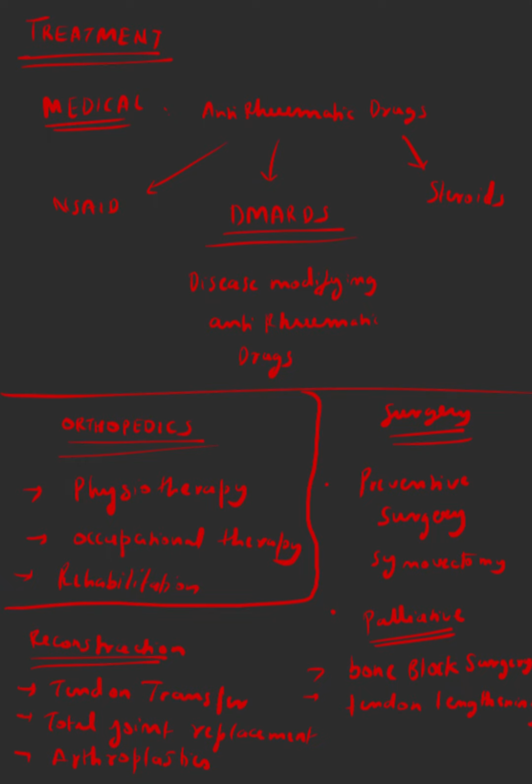And coming to surgery, preventive surgery like synovectomy can be done. Palliative surgeries like Brown box surgery, tendon lengthening surgeries can be done. And reconstruction surgeries like tendon transfer, total joint replacement, and arthroplasties can be done. If you can write it in this order, I'm pretty sure you'll do really well in your exam.